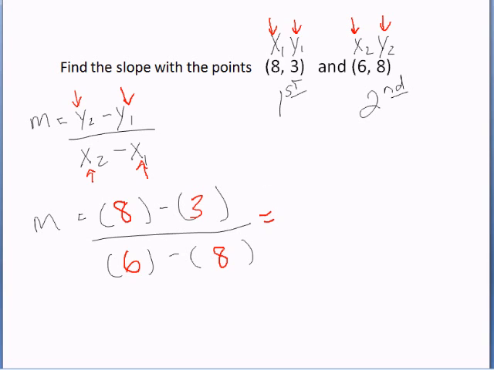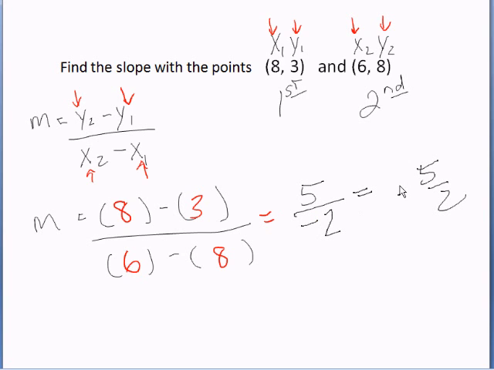The last step is just to do the math. On the top, 8 minus 3 is 5. On the bottom, 6 minus 8. Be careful about that. If I have $6 and I take away 8, I'm in the hole. 6 minus 8 is a negative 2. So my slope is 5 over negative 2.